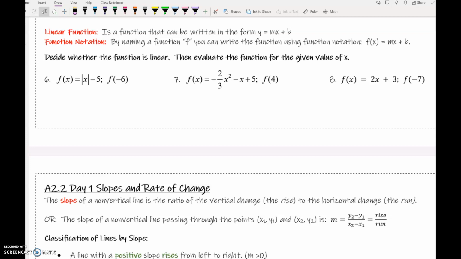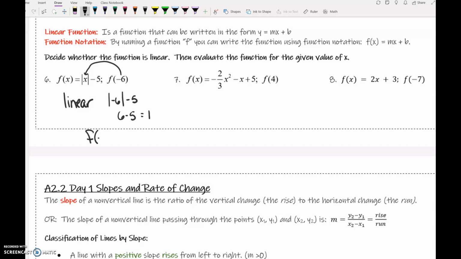So number 6, is it a linear function? Is it plain ordinary x? Yeah, it's absolute value of x, but absolute value is technically linear. So yes, this is linear. So I'm going to write linear. F of -6 means take -6 and plug it in. So you would do absolute value of -6 minus 5. What is the absolute value of -6? And 6 minus 5 is 1.